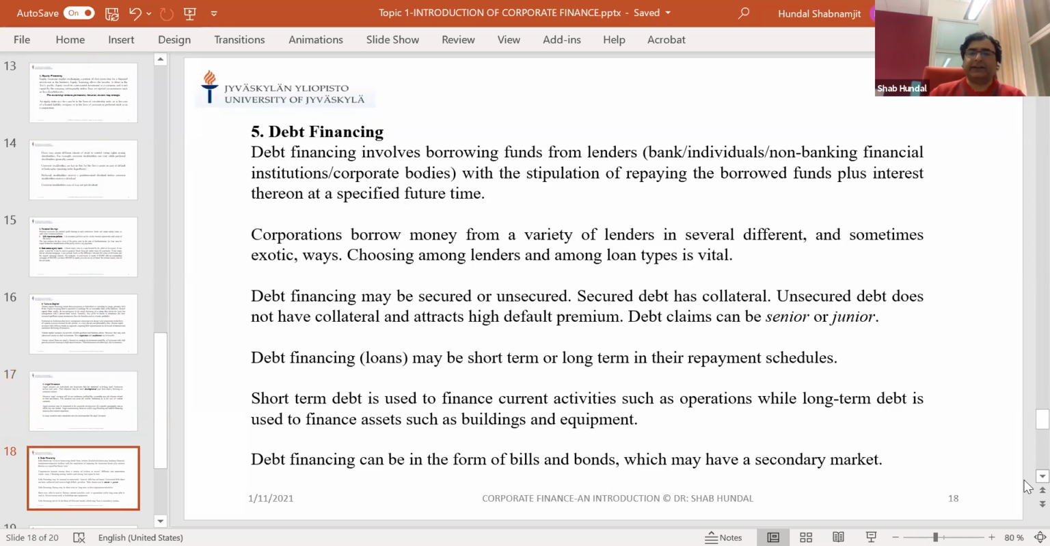And then, of course, we have the debt financing, which, we all know what is debt. The debt financing involves the borrowing of funds from the lenders. The lender can be a bank. It could be an individual. It could be some non-banking financial institution like an insurance company, or it could be a corporate body. For example, in a hypothetical situation, let's say that Finnair is lending money to Nokia. Okay, so it can come from a corporate body as well. And the stipulation is that the borrower would be paying the borrowed money back, plus the interest thereon. And this is for the specified time period.